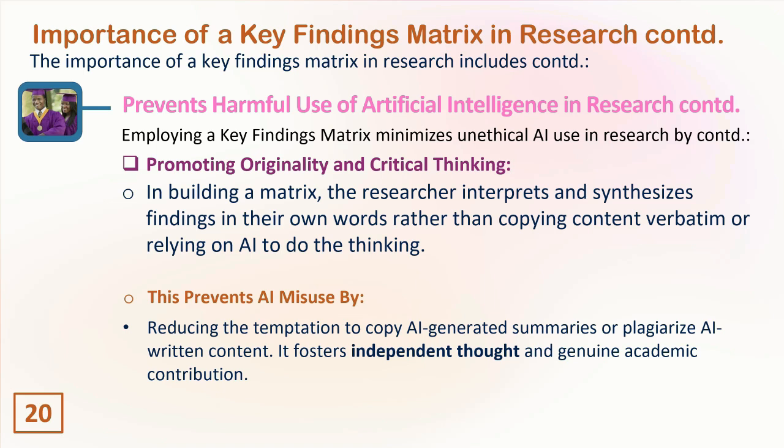A key findings matrix also minimizes unethical use in research by promoting originality and critical thinking. In building a matrix, the researcher interprets and synthesizes findings in their own words, rather than copying content verbatim or relying on AI to do the thinking. This prevents AI misuse by reducing the temptation to copy AI-generated summaries or plagiarizing AI-written content. It fosters independent thought and genuine academic contribution.